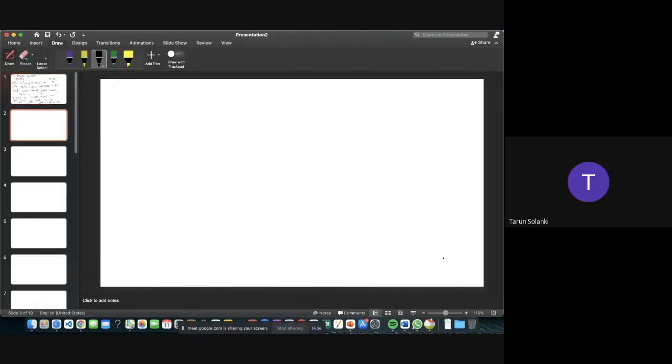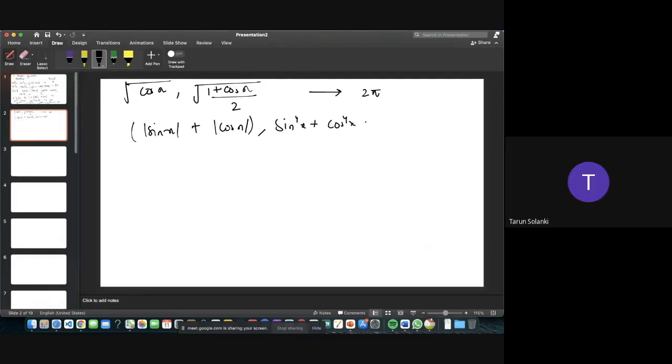Okay. Next, the function is given cos x. Similarly, there is one function given (1 plus cos x) by 2. The period for this will become 2 pi again, right? Similarly, if we have mod of sin x plus mod of cos x, and sine to the power 4 x plus cos to the power 4 x, so the period will be pi by 2 for this.